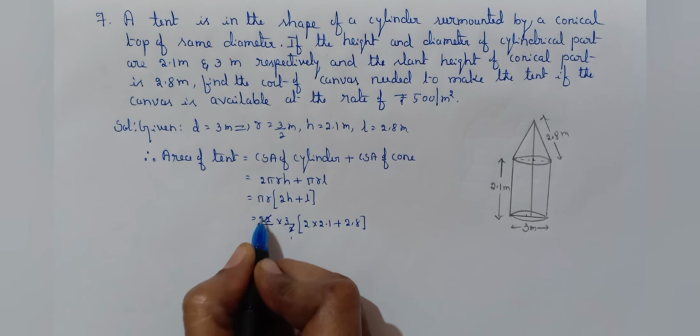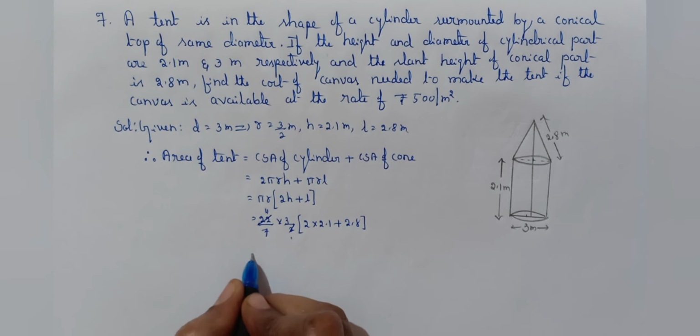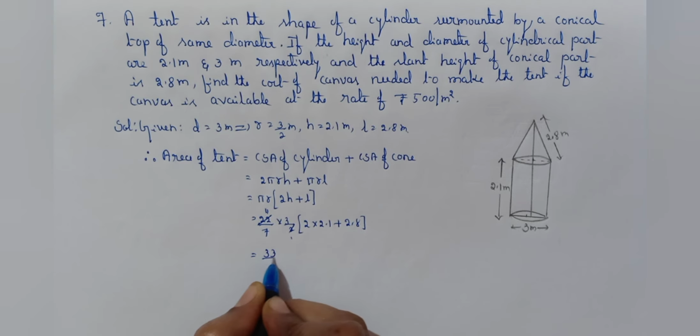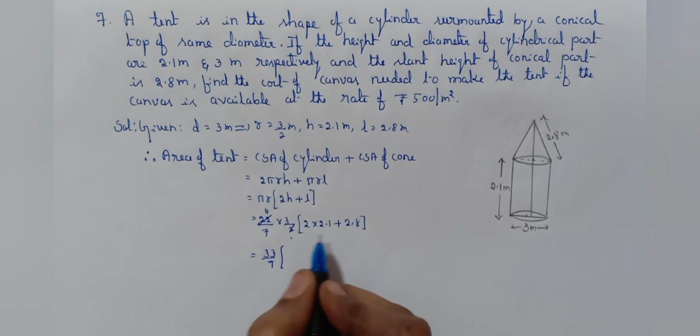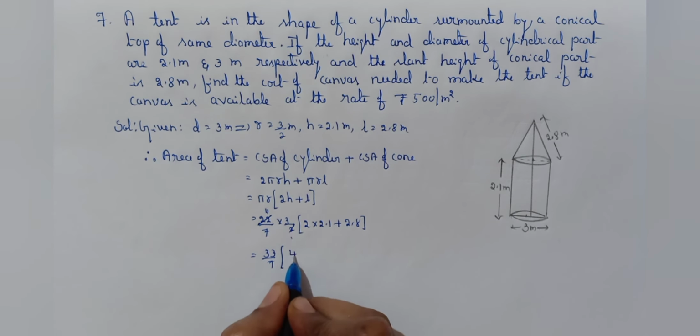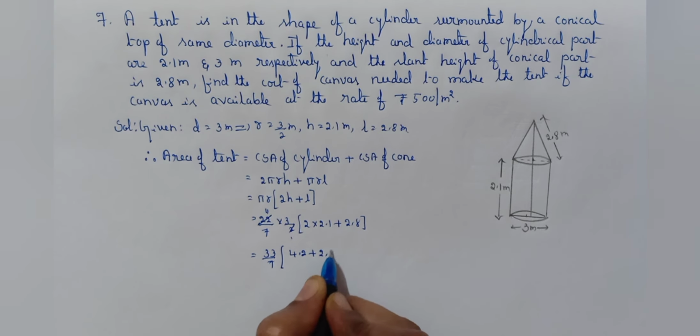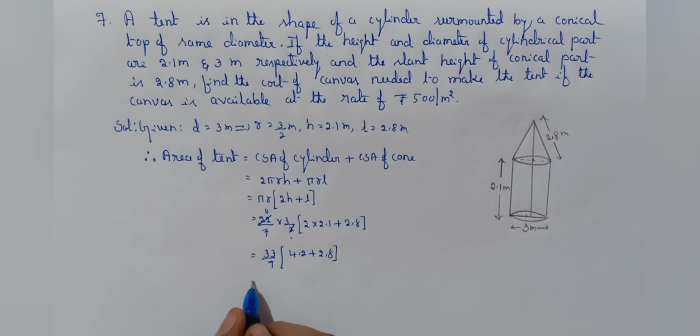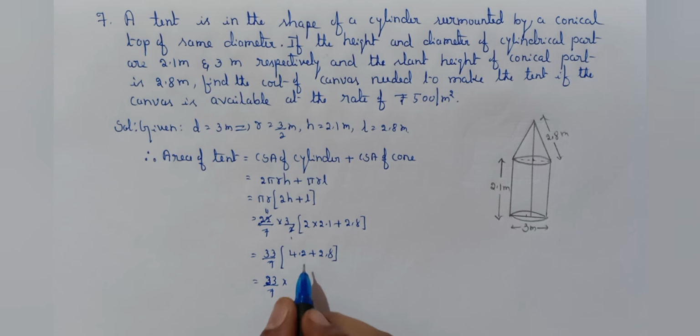2 ones are 2, 11s. 11 into 3 is 33 by 7 into 2 into 2.1 is 4.2 plus 2.8. 33 by 7 into 4.2 plus 2.8 is 7. Cancel the 7. So 33 square meter. So the area of the tent is 33 square meter.